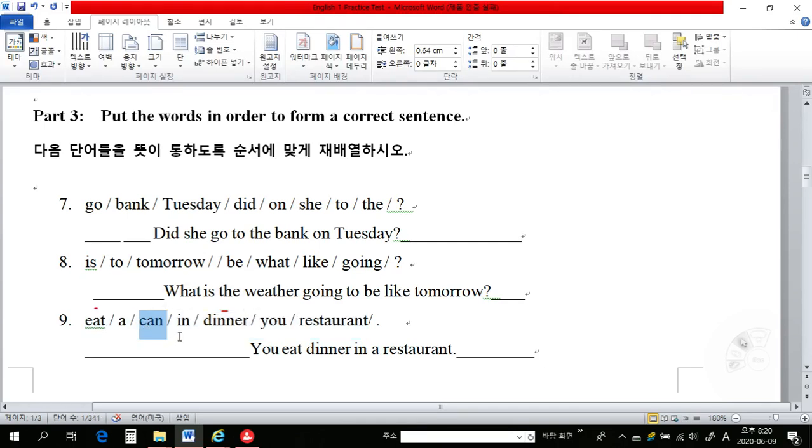And if you've been studying Unit 8, you'd know where you would put the modal. And you could put that right before the verb. You can eat dinner in a restaurant. Okay, good. It's kind of the idea.